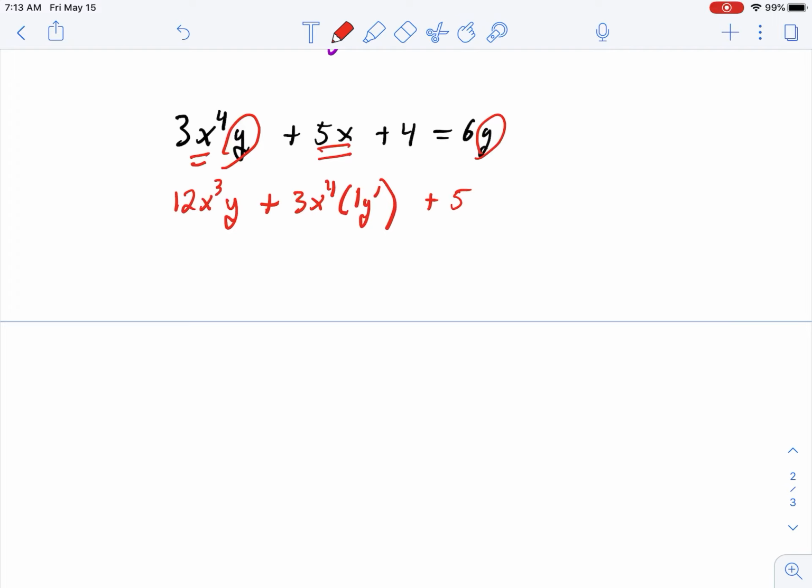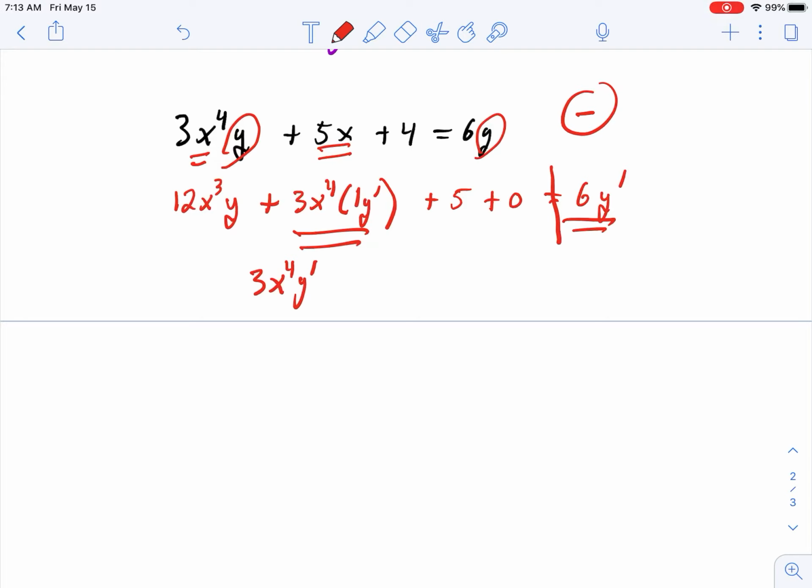Now, the next one would be 5 plus 0 equals 6y prime. So what you have to do is put those two on the same side and factor out the y prime. So let's move things around. And remember, when you move things around from the equal sign, the sign changes. So a negative is going to occur here somewhere, depending on where you move things. So you have 3x to the fourth y prime minus 6y prime equals 12x cubed y minus 5.